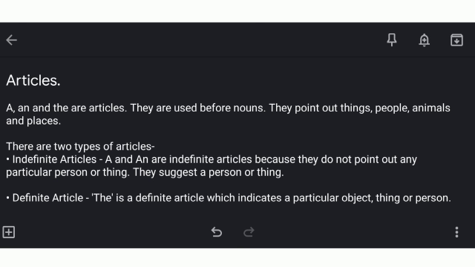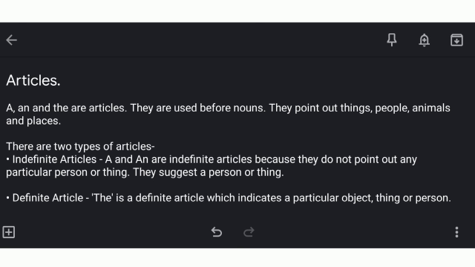What are indefinite articles? A and an are indefinite articles because they do not point out any particular person or thing, they suggest a person or a thing. So a and an are indefinite articles. Why? Because they don't actually mention a particular thing or a person, they just point it out commonly. They suggest a person or a thing in a sentence. Further, you'll get to know the examples so you will understand in a better way. And the is a definite article. Why? Because it indicates a particular object, thing, or person.